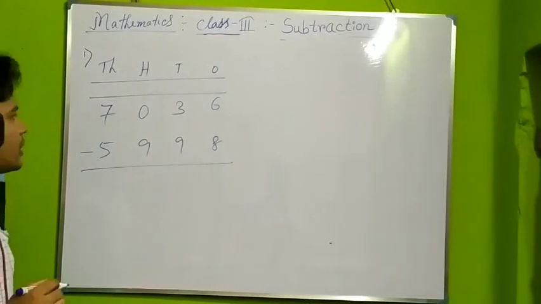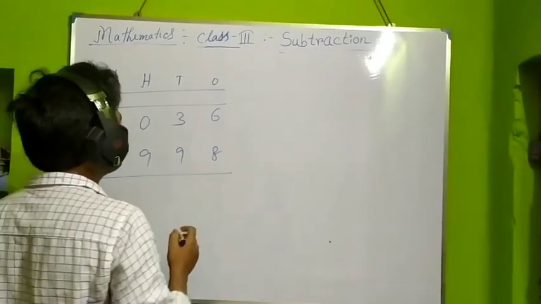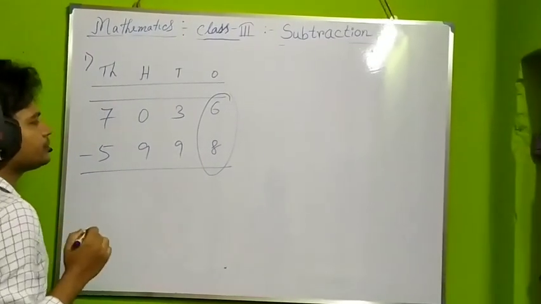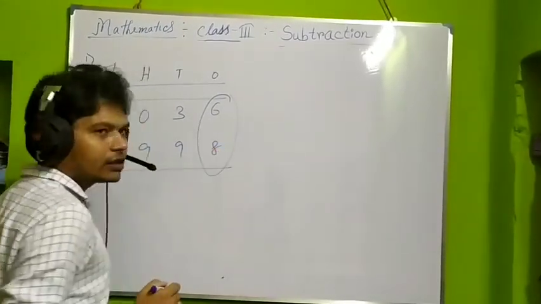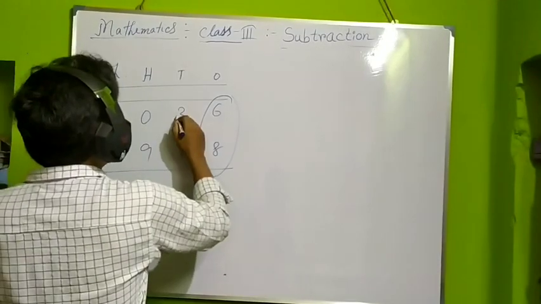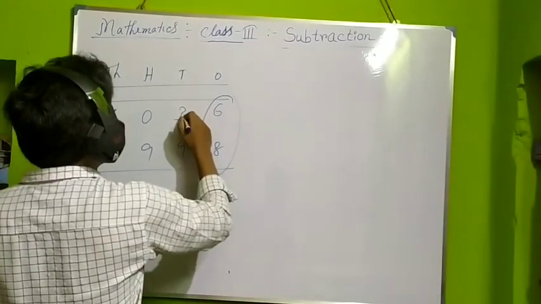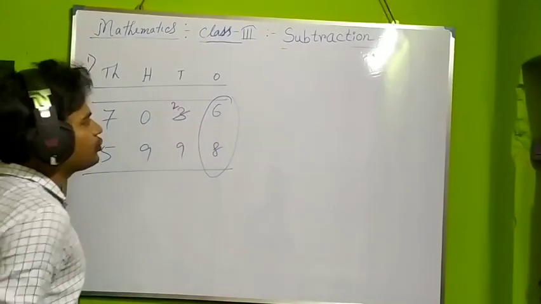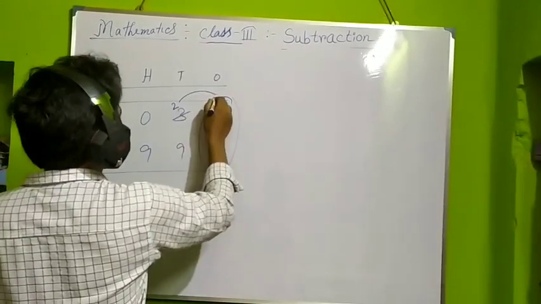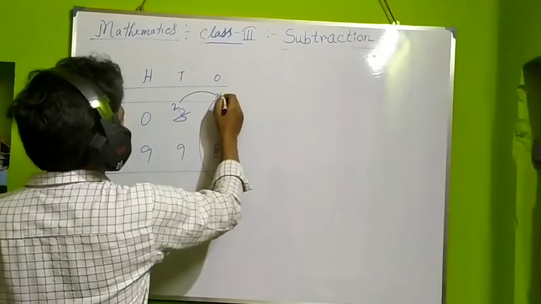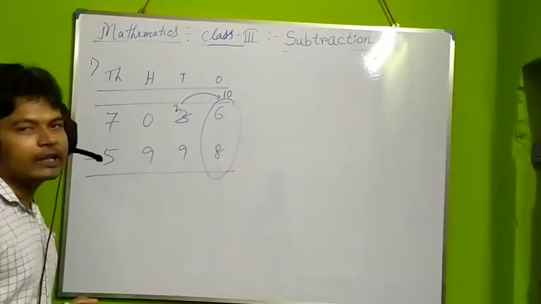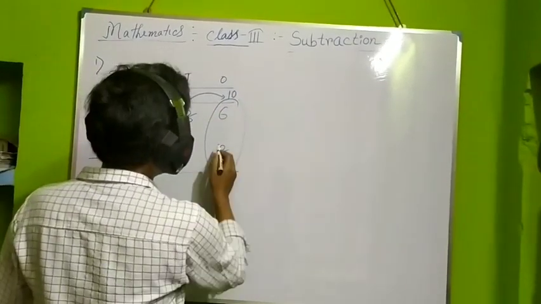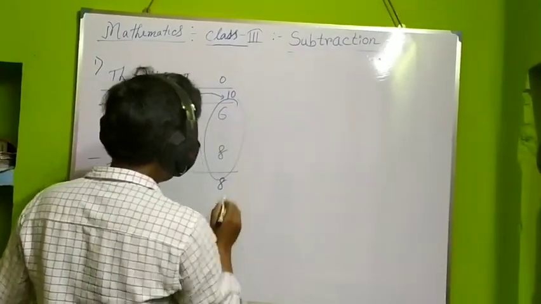Then how do we start the subtraction? As we can see, at first you take the ones place, 6 is written and 6 is smaller than 8. Then we have to borrow 1 from the tens place. Now 3 converts to 2, and we take 1 ten, then we write down 10 at the ones place. Then 10 plus 6, that is 16. 16 minus 8 equals 8.